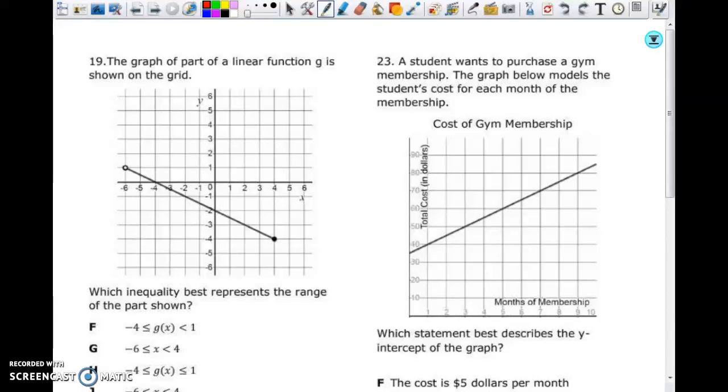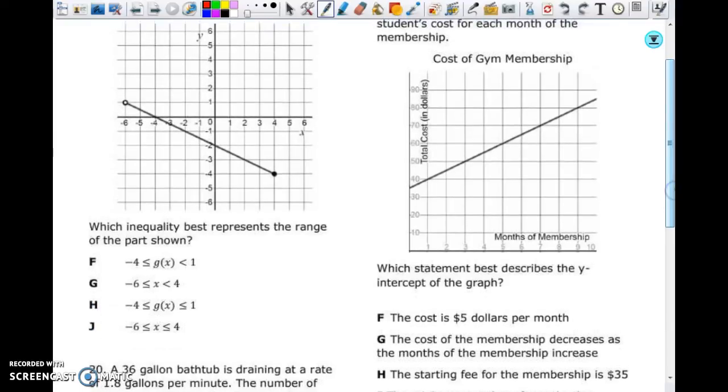Okay, so it's going to be the second video, the last one, doing the back page. So the first one, number 19, the graph of part of a linear function g is shown on the graph. They want to know which inequality best represents the range of the parts shown.